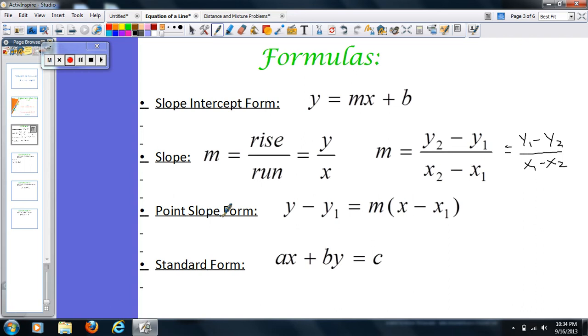Then we have what we call point slope form, which is y minus y1 equals m times x minus x1. And this is for finding the equation of a line if you're given 1 point and the slope, or if you're given 2 points where you can find the slope and then use one of the points. The last one, which you guys should recognize, is standard form. That's ax plus by equals c.